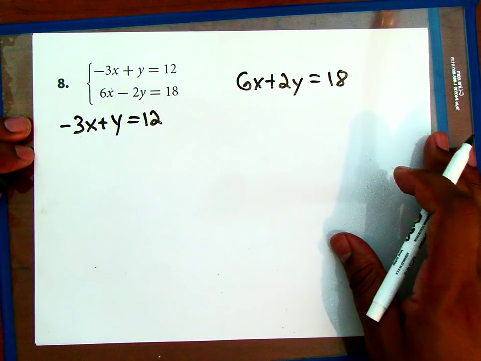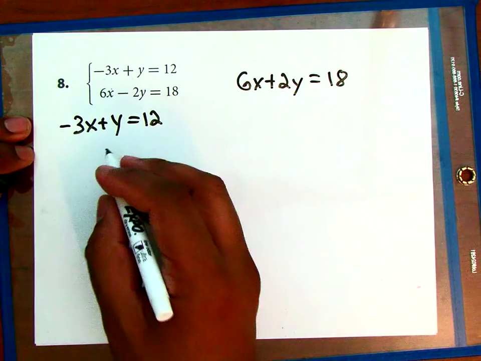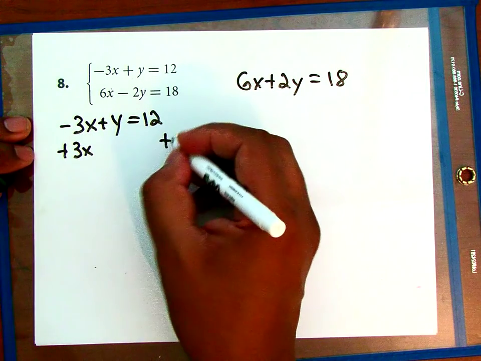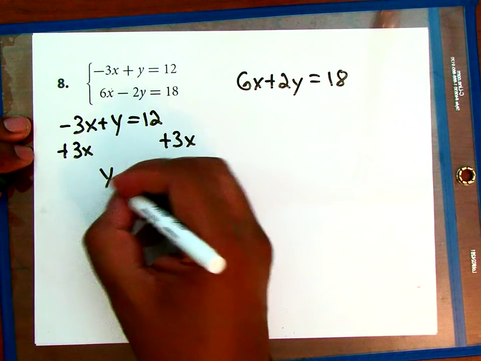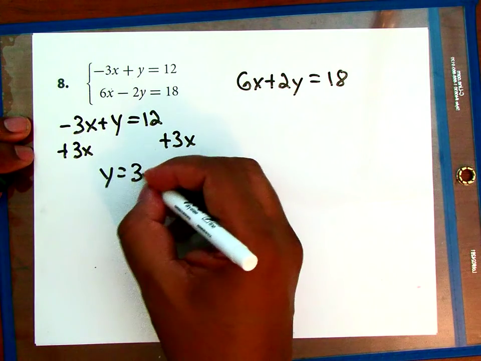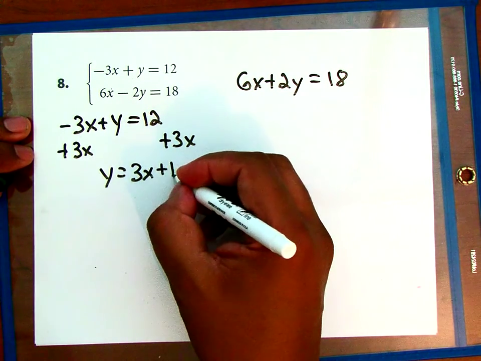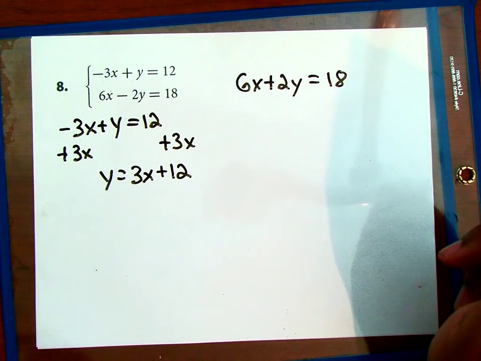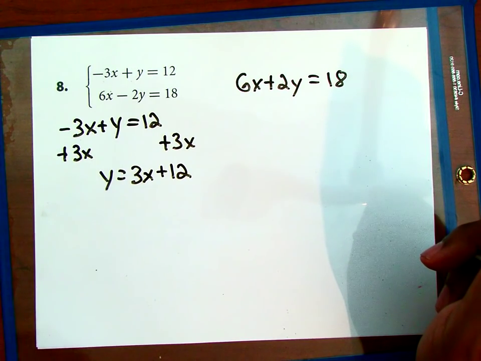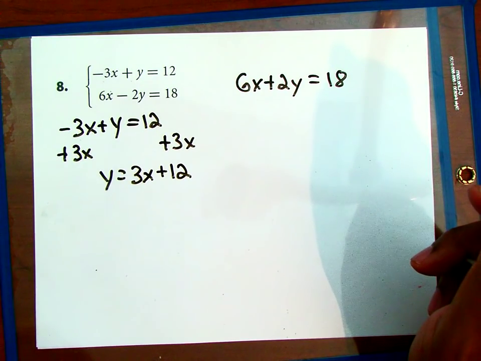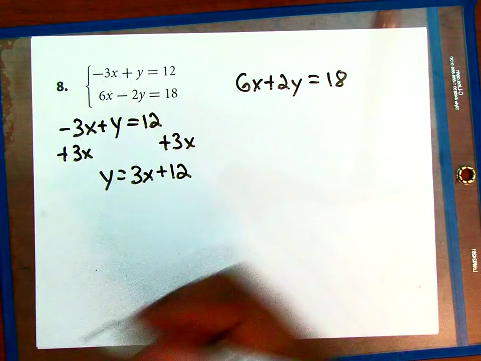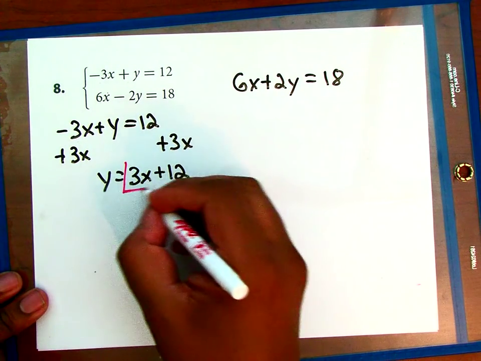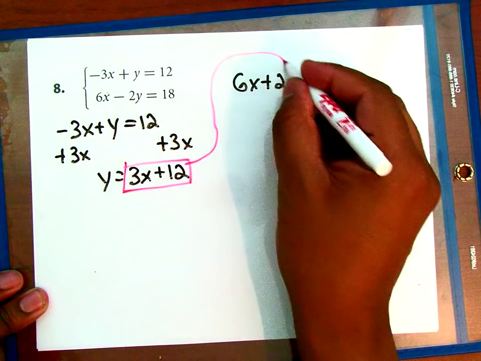All right, now we'll go ahead and use this one to solve for y. It's real simple. Just add 3x on both sides. That's going to leave us with y is equal to 3x plus 12. All right, so now we have that one solved for y. And we're going to take this y and plug it in here.